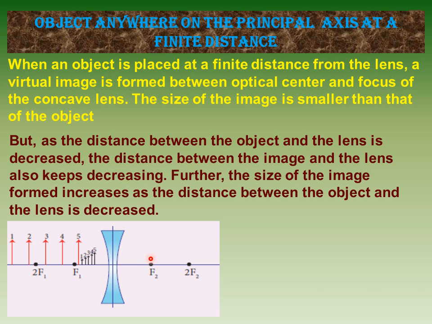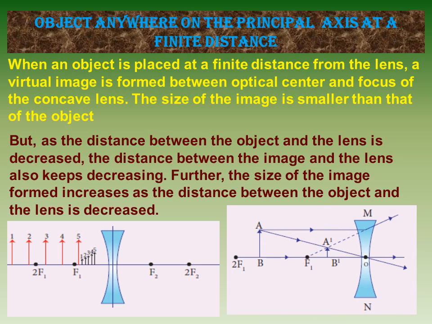The size of the image is smaller than the object, but as the distance between the object and the lens is decreased, that means if the object is brought closer to the lens, the distance between the image and the lens also keeps decreasing. Further, the size of the image formed increases as the distance between the object and the lens is decreased. You can see here.